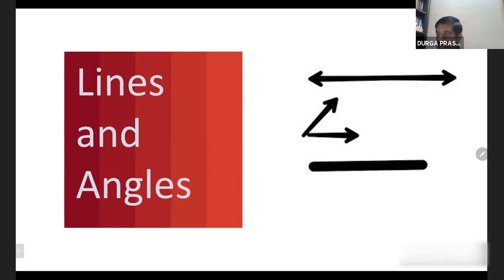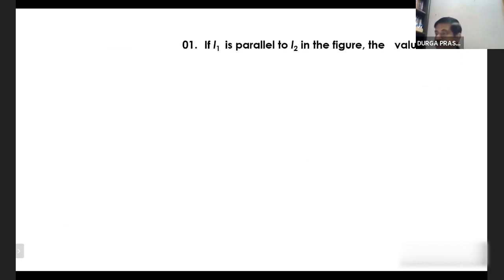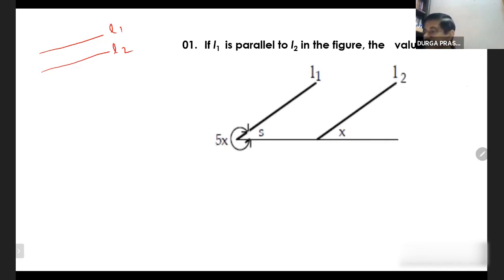So let us go to the next topic, the lines and angles. We are working on lines and angles. So how lines are inclined to each other and how the angles are measured and so on. See, L1 is parallel to L2. So that means these two are the lines. This is L1 and this is L2 line. What is the value of X? So let us see what is X. This is L1 and this is L2. These two are parallel lines.